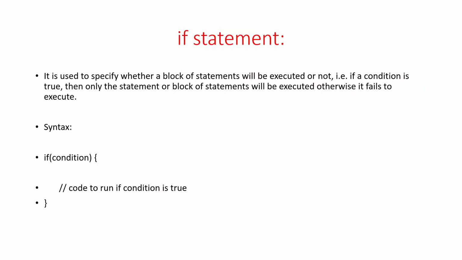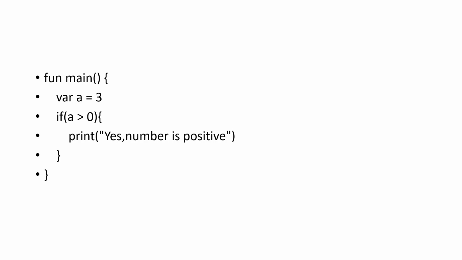start with the if statement. It is used to specify whether a block of statements will be executed or not. If a condition is true, then only the statement or block of statements will be executed. Otherwise, it fails to execute. Its syntax is like this: if condition, code to run if condition is true. For example, there is one program, function main. Here is a variable a is 3. If a is greater than 0, yes, the number is positive.